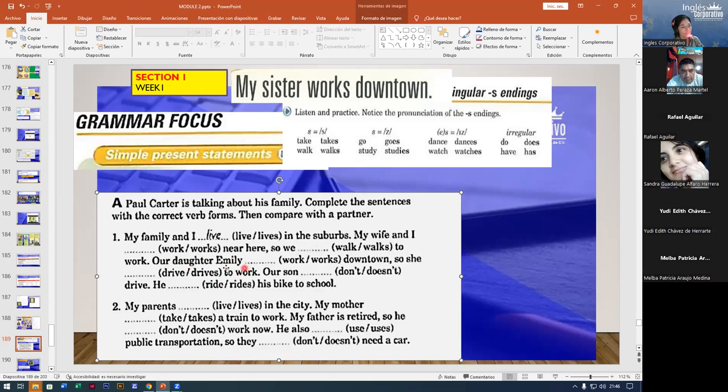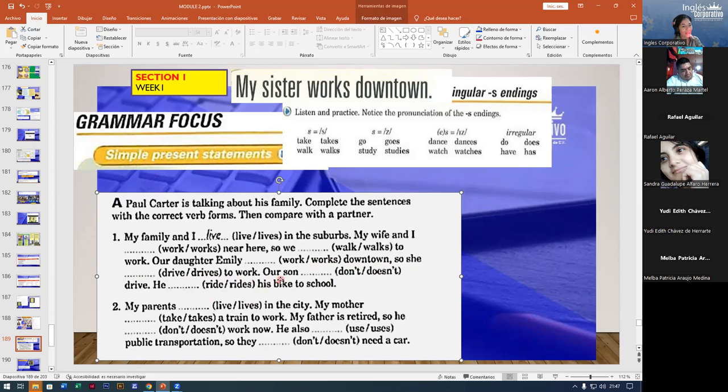Our daughter, Emily. Work or works? Is that person singular? Works. Because it's she, right? It's third person, singular. Nice. Works downtown. Drives. Excellent. Third person. Drives to work. Very good. Thank you.